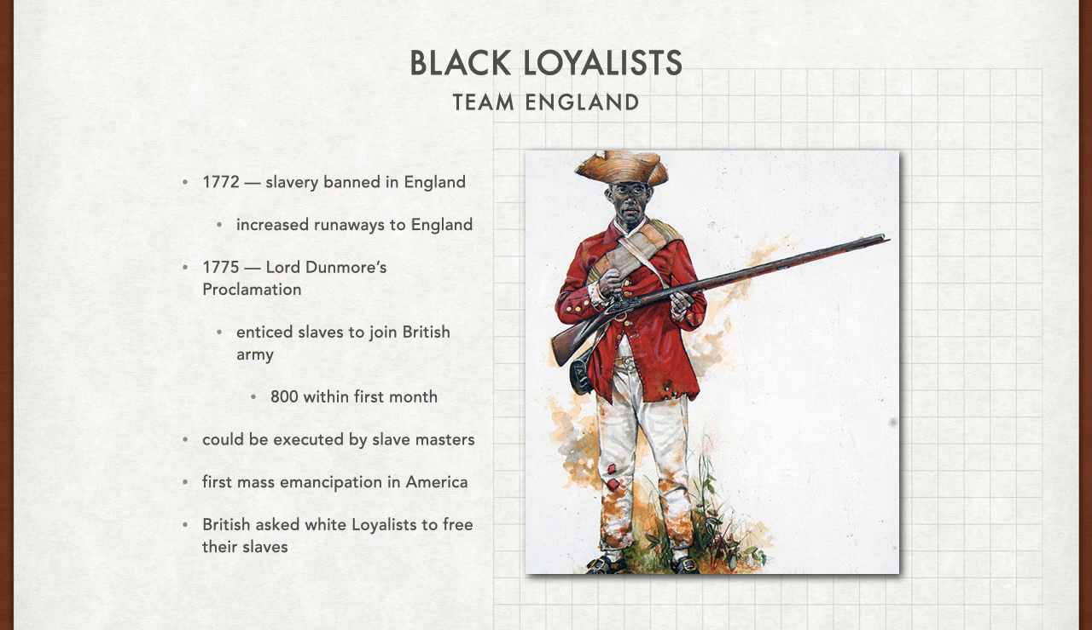Lord Dunmore's proclamation is considered to be the first mass emancipation of slaves in America, right? Ironic that the British were the first to emancipate a bunch of slaves before we did. And this picture is of one of those slaves, or I guess now free blacks, wearing a British uniform. The Declaration of Independence referenced this proclamation by saying King George III had excited domestic insurrections among us.